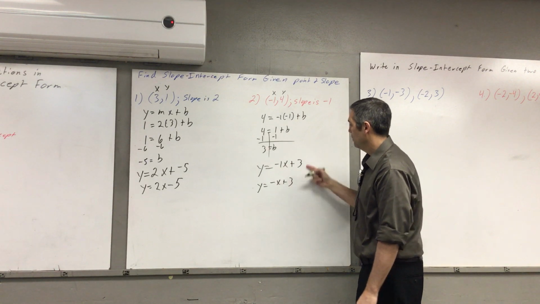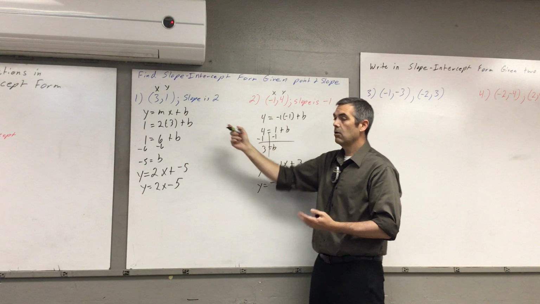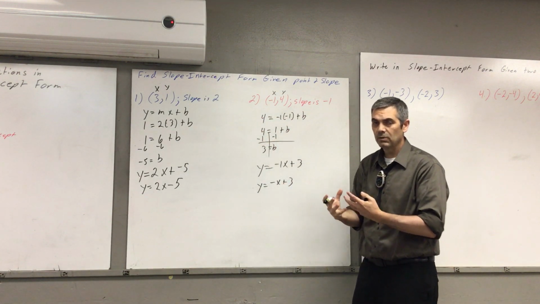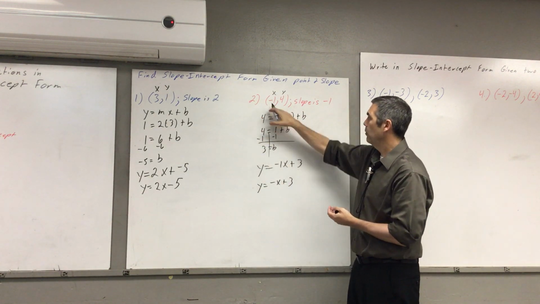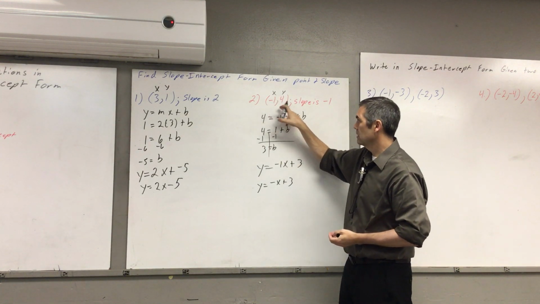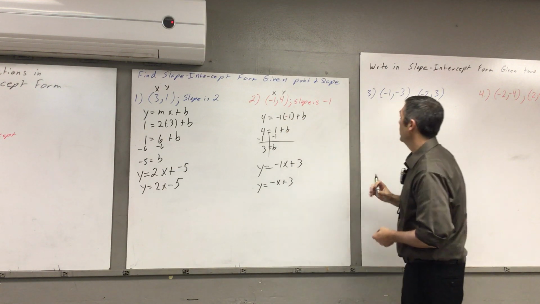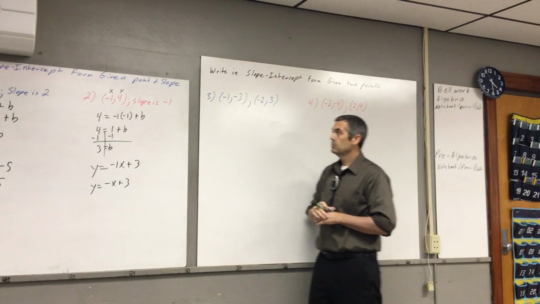All right, so be aware, make sure you can do this. Guys, this is not that hard, you just have to understand what you have been given. We've been given a point that has an x and a y in it, and the slope. You get to substitute these in for those x's and y's, and now you have that. Okay? All right, so that one you should be able to do.